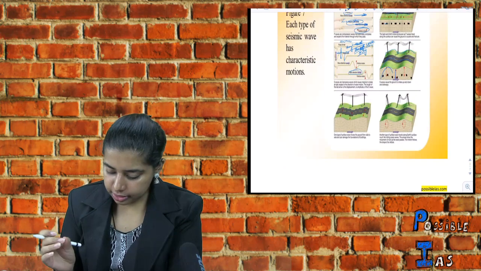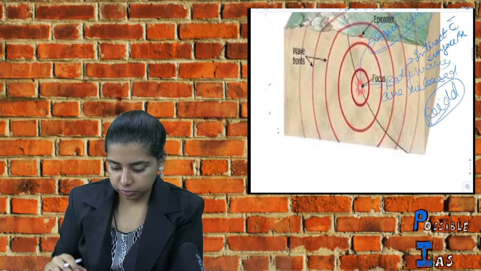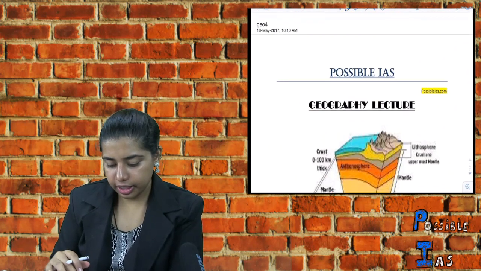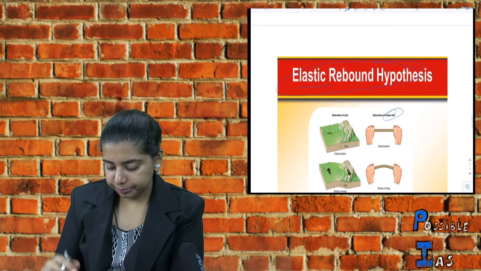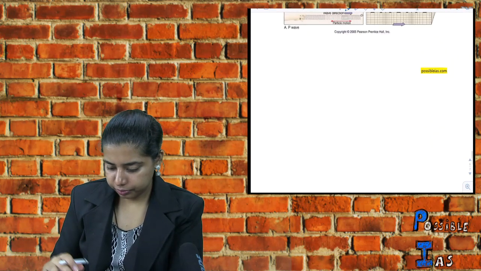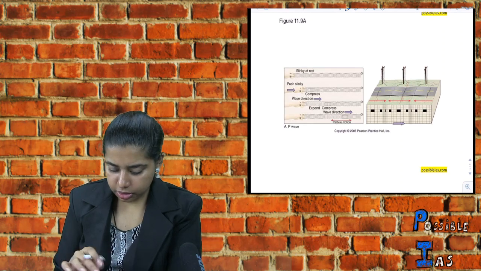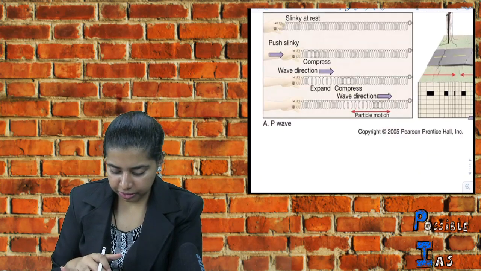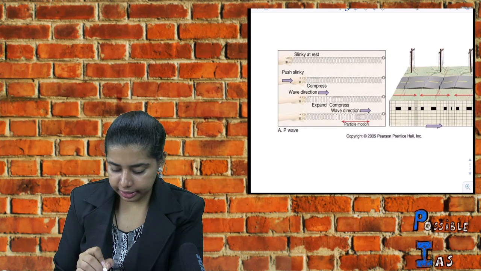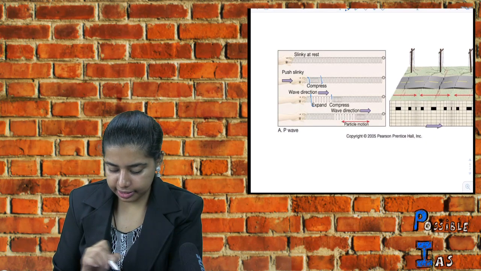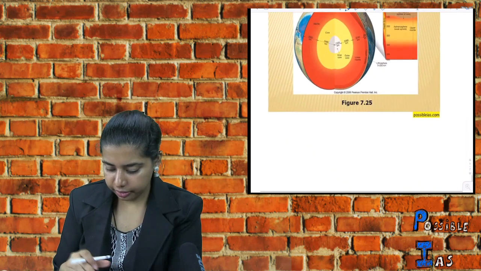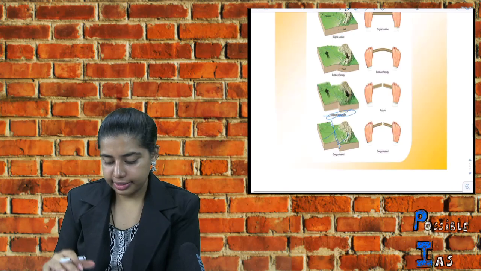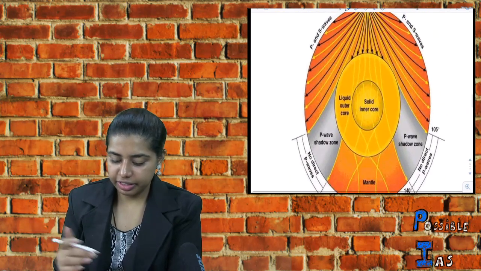So now this is a more clear diagram of the P waves. Here you can see clearly how this part is being compressed, this is expanding, and how the wave is propagated by expansion. Okay. Now the next thing is the P and S wave shadow zone.